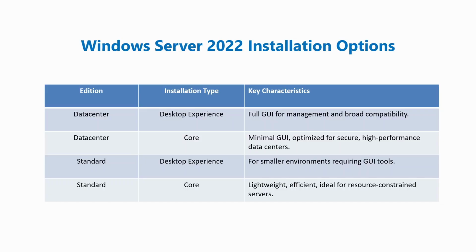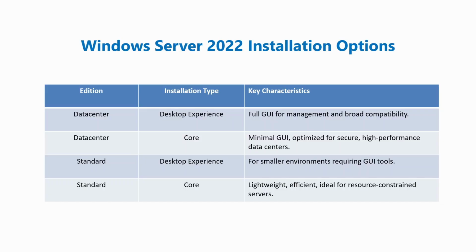Next up, we have the two installation types, Desktop Experience and Server Core. Desktop Experience gives you the familiar Windows interface, easy to navigate with a mouse and Windows. Server Core, however, doesn't include that interface. It's controlled mainly through the command line or PowerShell, which makes it lighter, faster, and ideal for data centers where performance and security matter more than visuals.